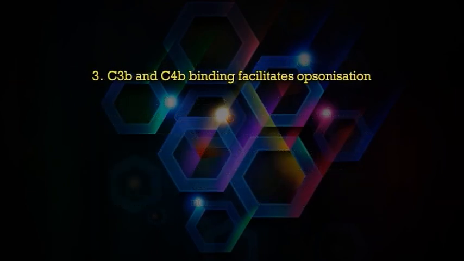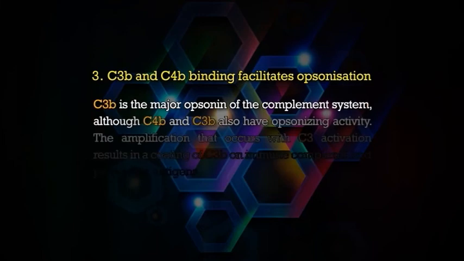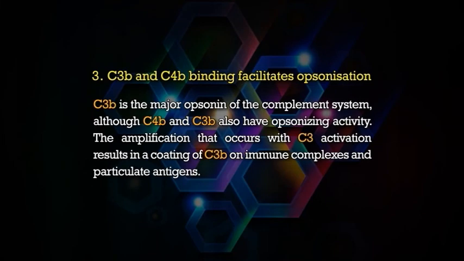C3b and C4b binding facilitates opsonization. C3b is the major opsonin of the complement system, although C4b also has opsonizing activity. The amplification that occurs with C3 activation results in a coating of C3b on immune complexes and particulate antigens.